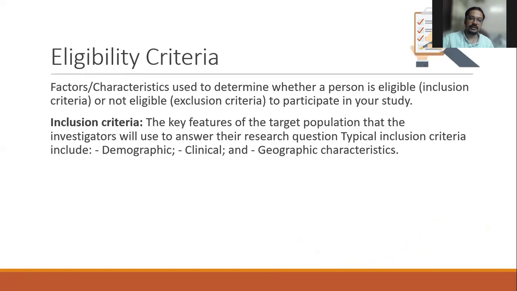What is eligibility criteria? Eligibility criteria are the factors used to determine whether a person is eligible to take part in the study or is not eligible to take part in your study. The inclusion criteria include the key factors for the target population that the investigator will use to answer the research question. The typical inclusion criteria include the demographic, clinical and geographical characteristics.